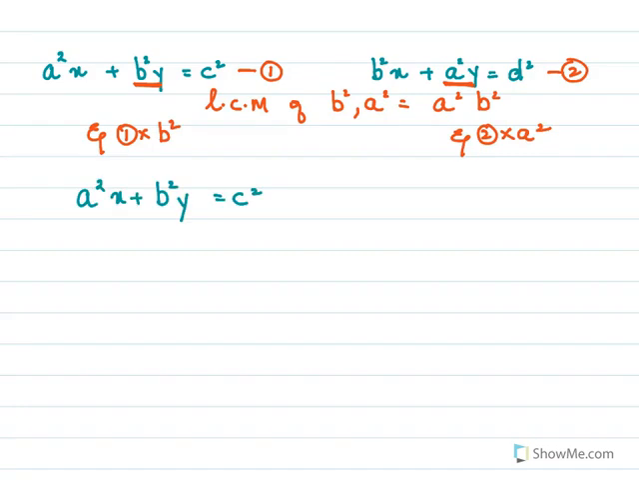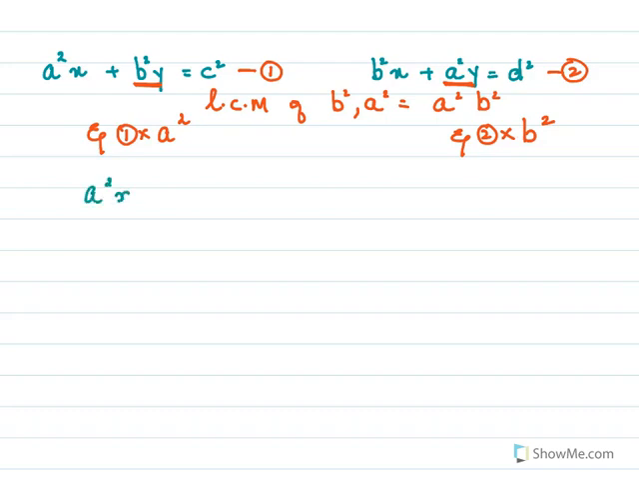This is my equation 1, and I'm going to go ahead and multiply it by b square. On multiplying, I'll get a square b square. You see here I made a mistake. I need to multiply this by a square, because b square is already there. I need to multiply this by a square and the equation 2 by b square, because I'm equating for y, I'm not equating for x.